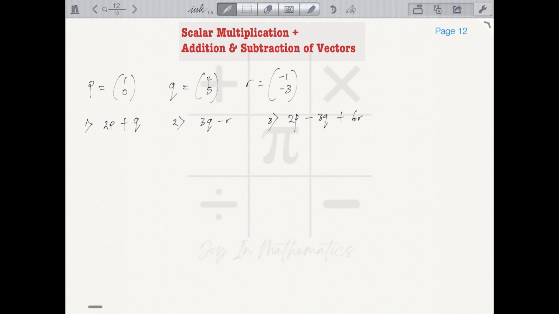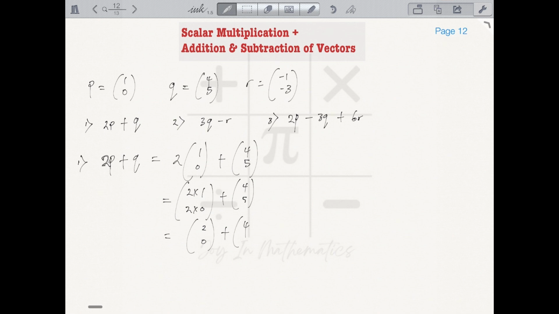So let's begin with 2P plus Q. So let's substitute our vectors. So this will be 2 into 1, 0 plus Q, which is 4, 5. Now we can see that this is scalar multiplication. So let's simplify that. We use 2 to multiply the components x and y. So that will be 2 multiplied by 1 and 2 multiplied by 0, and plus 4, 5. So the resultant scalar multiplication will be 2 and 0 plus 4, 5.